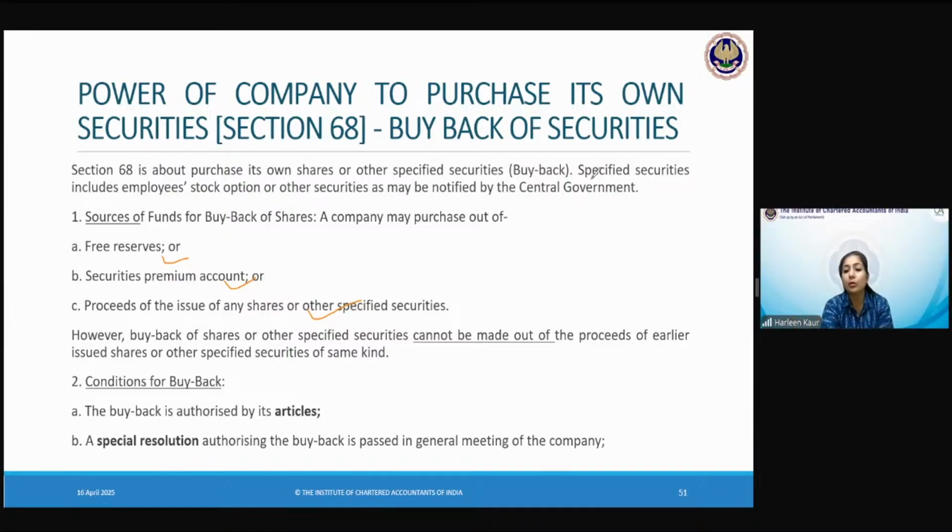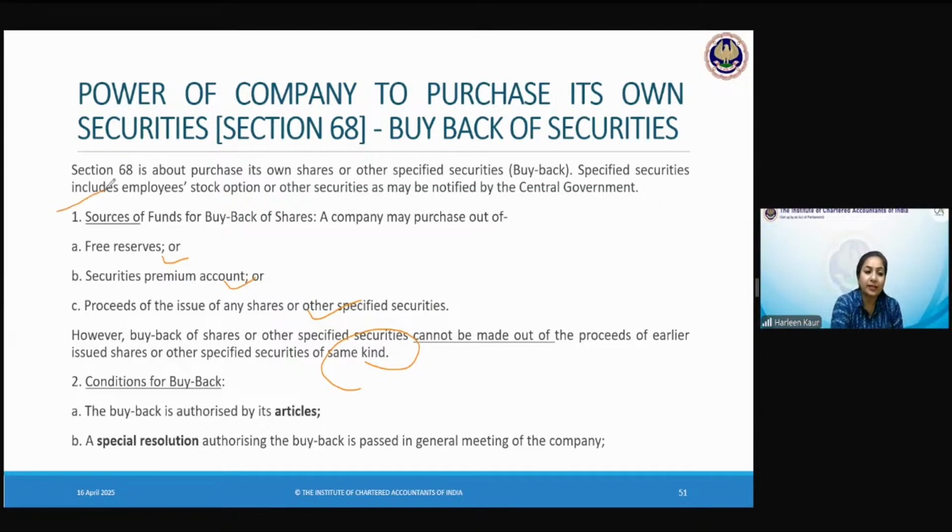However, the buyback cannot be made out of the proceeds of the earlier issued shares of the same kind. So you issued A category equity shares and now you are buying back the same securities. You cannot have the same proceeds of the issue used for buying back the same securities. It is not possible. You can issue preference shares for buying back the equity. You can issue equity shares for buyback of preference shares, but you cannot buy back the same securities out of the proceeds of the same. Clear?